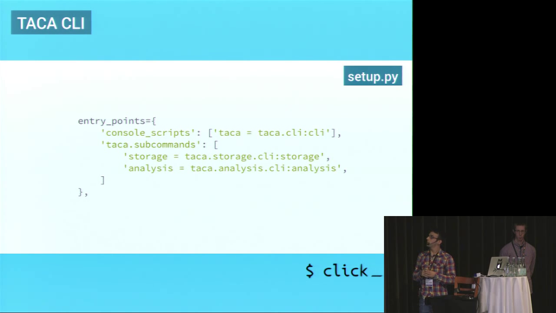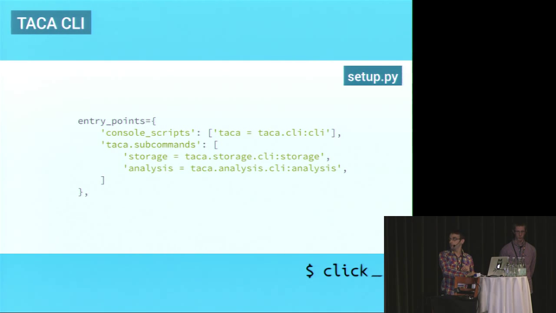You're basically defining the entry points key and the console scripts that will point to a function in your module. This will create an executable for you that you will run on the command line. Then you also define your subcommands that will nest under the top command, which is the script that Python has generated for you. So in this case, you will have taka, and then taka storage or taka analysis.